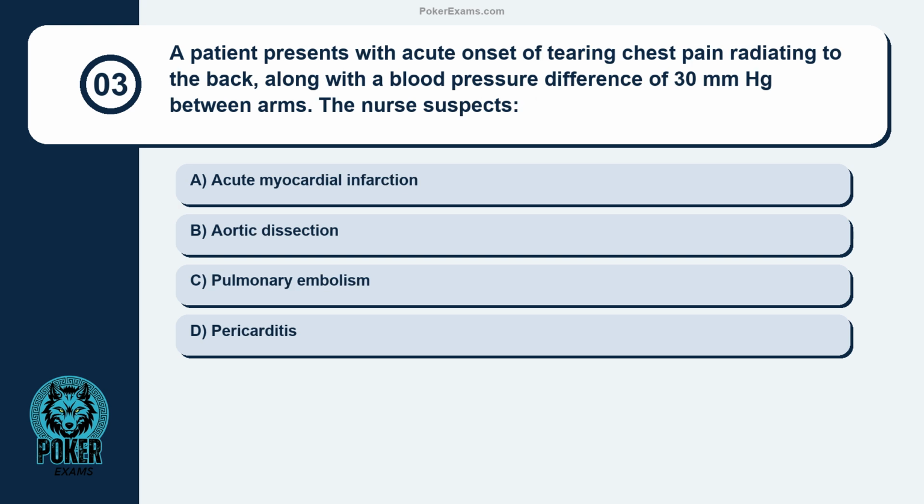Question 3. A patient presents with acute onset of tearing chest pain radiating to the back, along with a blood pressure difference of 30 millimeters of mercury between arms. The nurse suspects acute myocardial infarction, aortic dissection, pulmonary embolism, pericarditis.